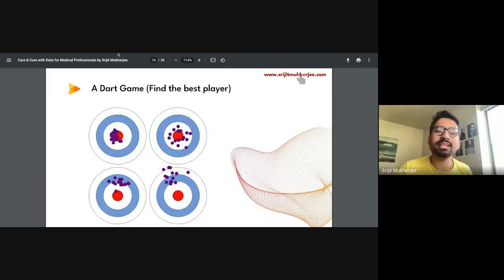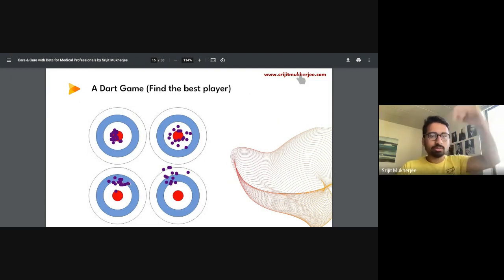Let's say you're playing a dart game. Your goal is to find the best player out there. How will you find it? Observe that in the first one, in the upper left-hand corner, this is the best. You can understand why it's the best, because it's consistent and it's within this red region. In this one, it's quite consistent, but it's not within this red region.